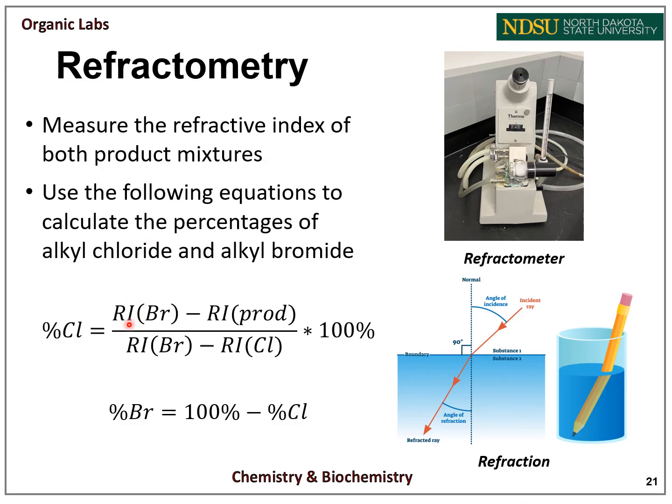We will use the refractive index of the alkyl bromide minus the refractive index of our product, divided by the refractive index of the alkyl bromide minus the refractive index of our alkyl chloride, times 100%, to give us the percent of alkyl chloride in our solution, and then by simple subtraction we can figure out the amount of alkyl bromide in our mixture.